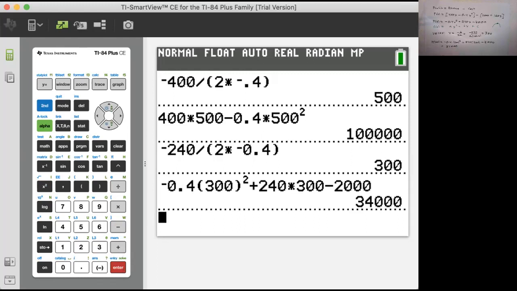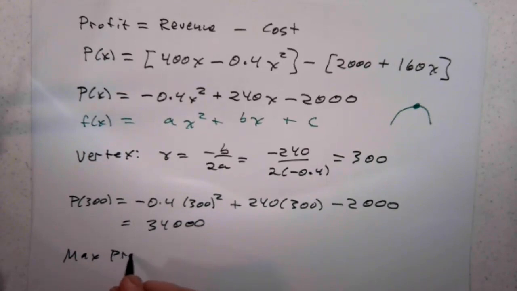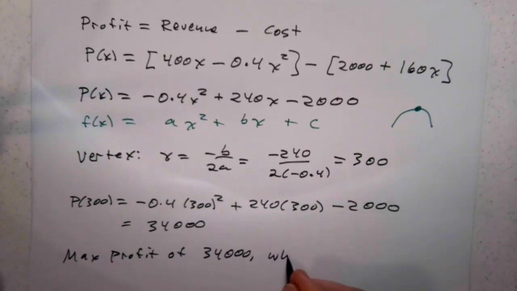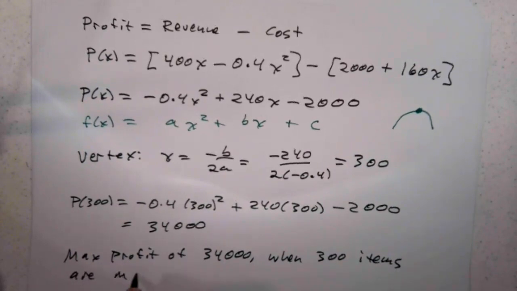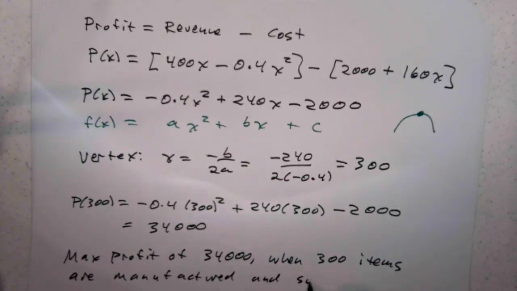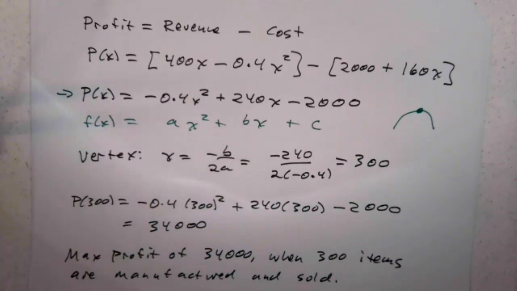So let's go ahead and state the solution in context. Maximum profit of 34,000, we assume it's dollars, when 300 items are manufactured and sold. But let's check that with the maximum finder on the calculator. So I'm going to plug this function, P of x, into the calculator and see if we get the same thing. Or even better yet, maybe I'll plug this one in before I simplified, just to see if I made any kind of error.